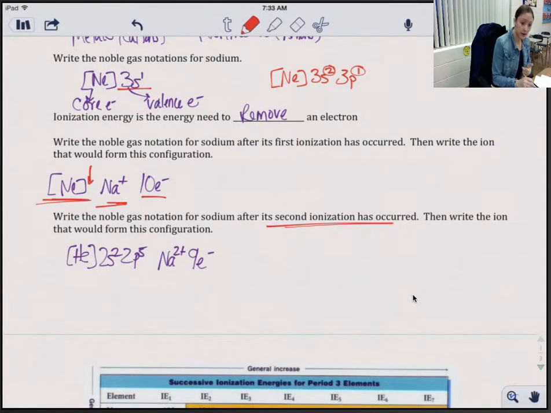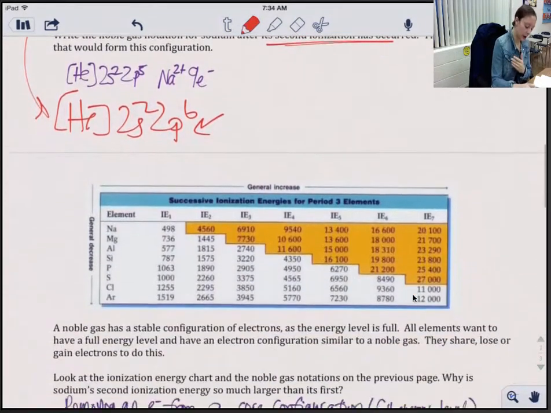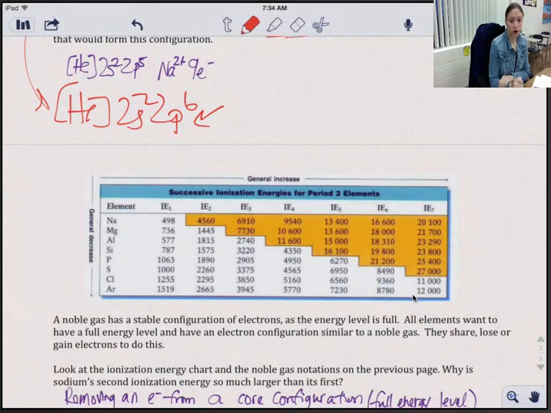So I'd have He 2s2 2p5, because Ne is the same thing as He 2s2 2p6. So I lost one of those electrons. You always lose the ones on the outside first because they're further away and not held quite as tightly. So Na2+ would look something like this. Well, Na2+ doesn't actually occur, and we know that based on this chart here.